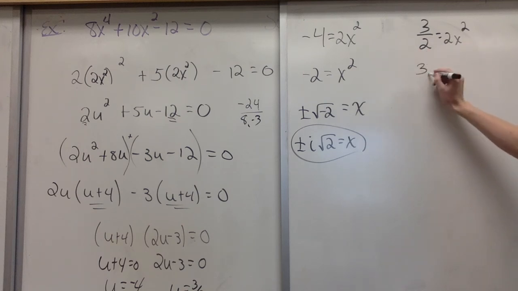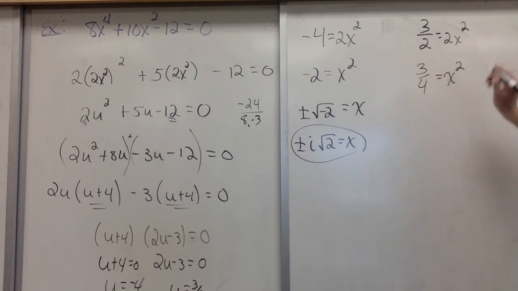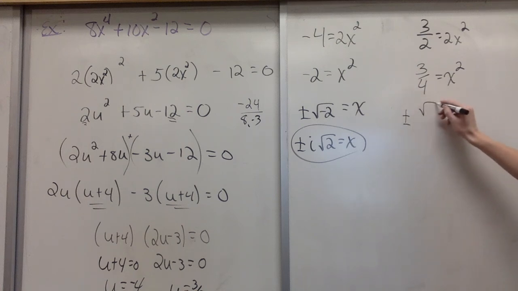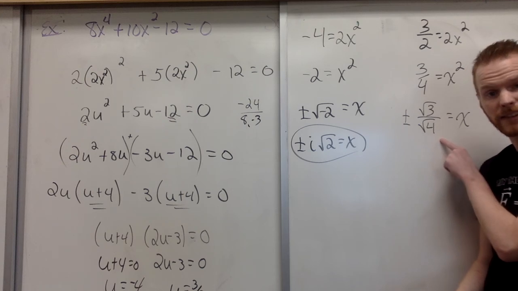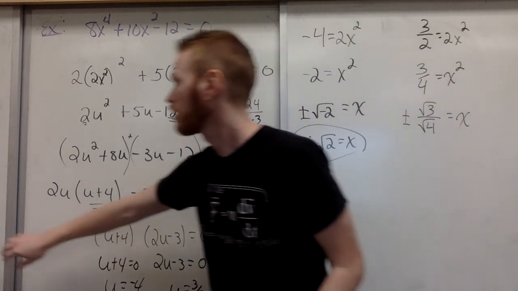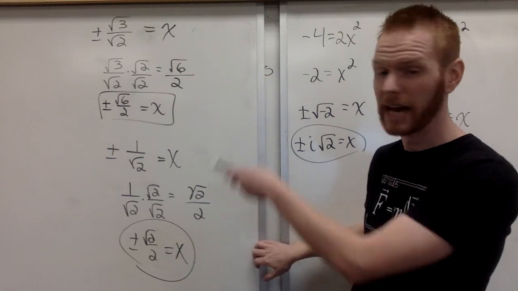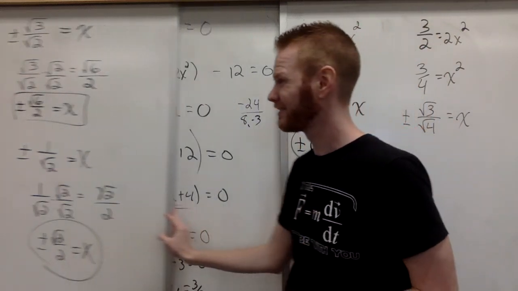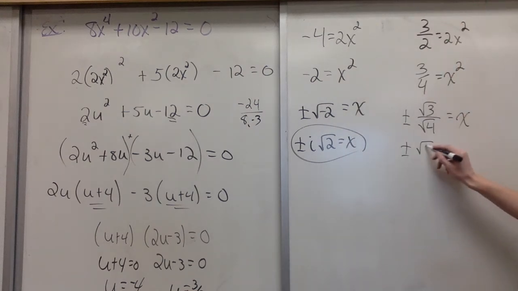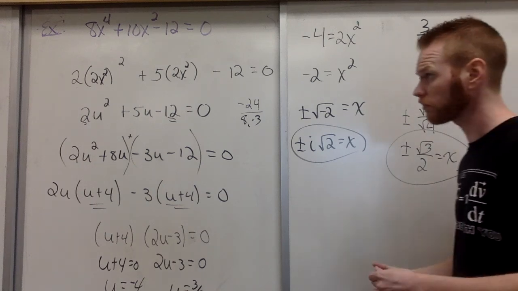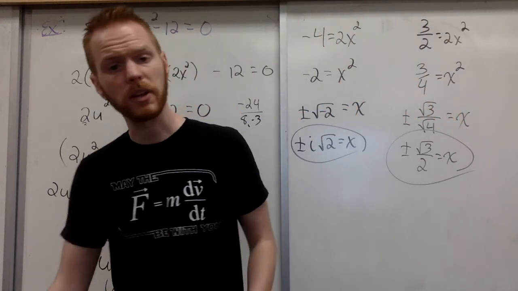Divide by 2, I get 3/4 equals x squared. Take the square root to both sides. Now I'm going to separate it here for a second so you can see what's going to happen. This comes out nice. I don't have to worry about rationalizing like this guy over here, right? I don't have to do that this time. Hooray! So over here we get plus or minus the square root of 3 over 2 equals x. So this one has 2 real and 2 imaginary answers.